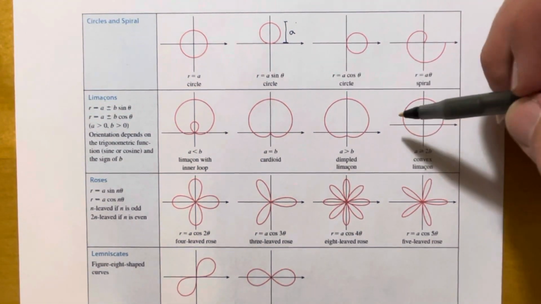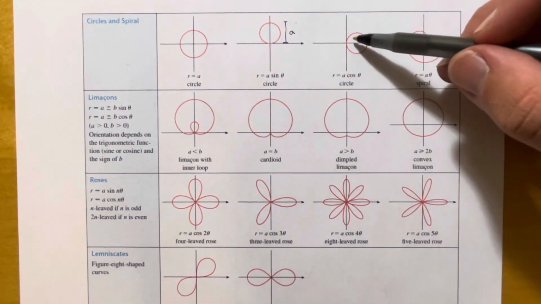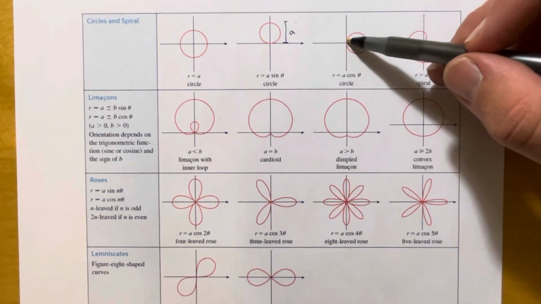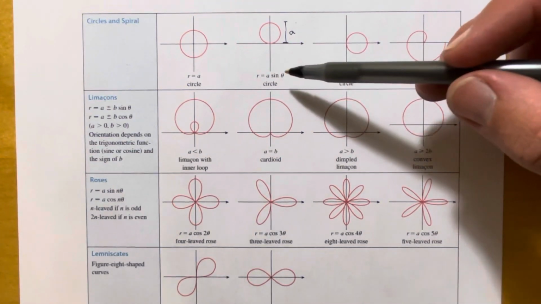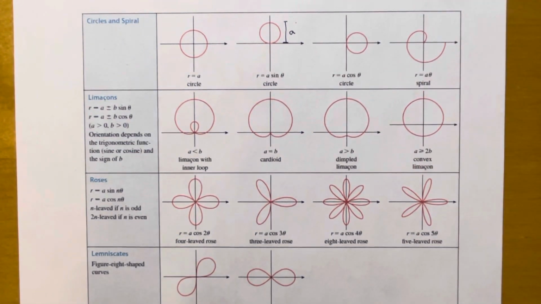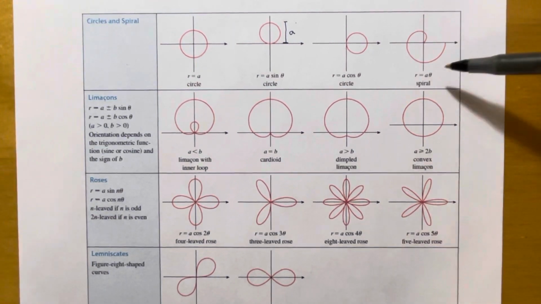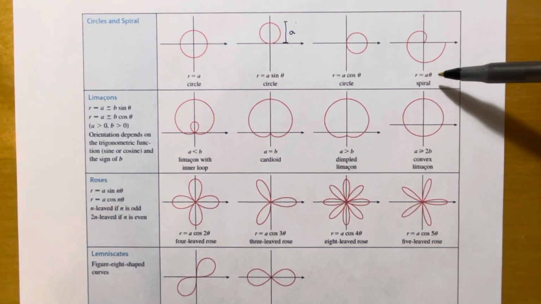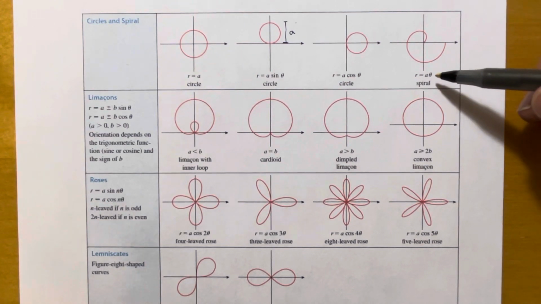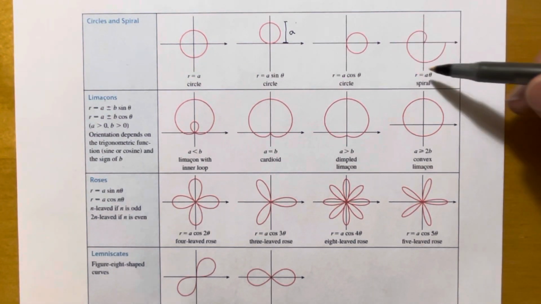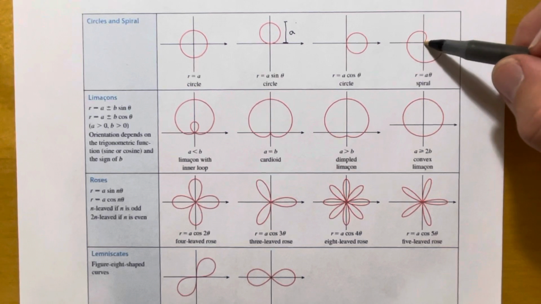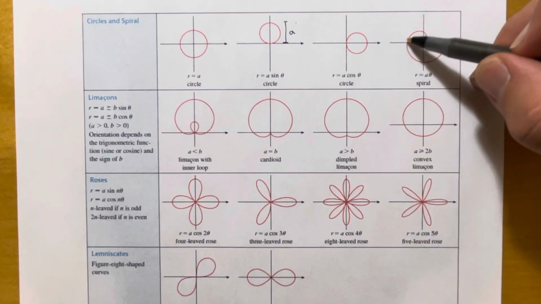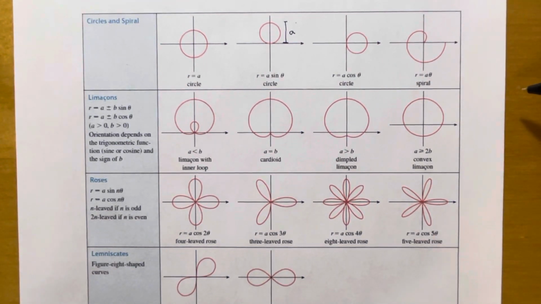If you have A cosine of theta, a similar thing occurs, but now we have a circle that's still tangent to the pole, but symmetric about the polar axis. You can use your symmetry tests on these to see that happening. This one, R equals A times theta, gives me a spiral. And that kind of makes sense. As theta gets larger, we wind our way around the pole. But assuming A is a positive number, if theta gets bigger, then R will get bigger. So the more we wind around the pole, the further away we're getting from it. And that creates a spiral.